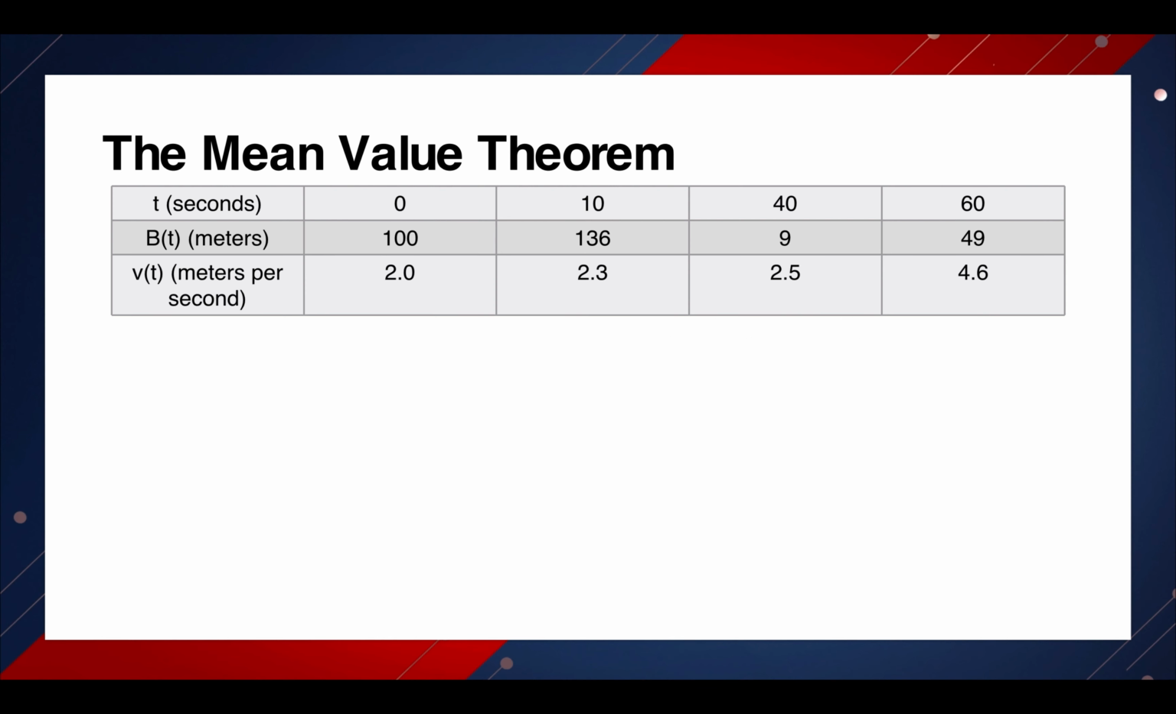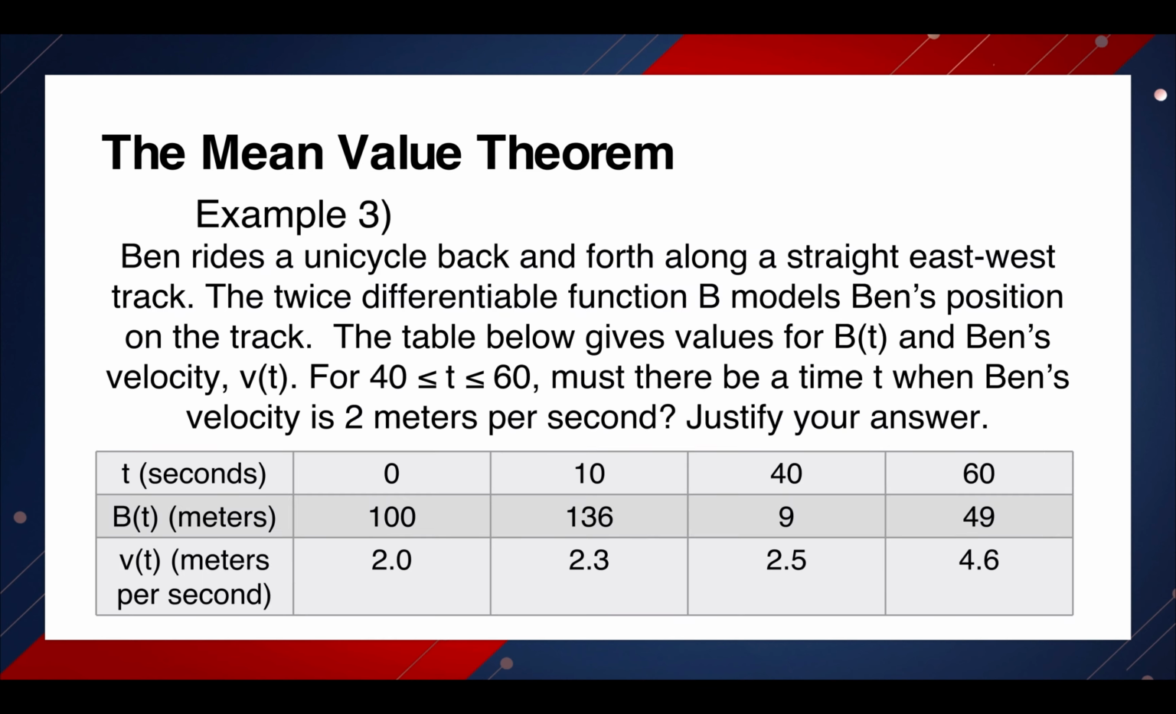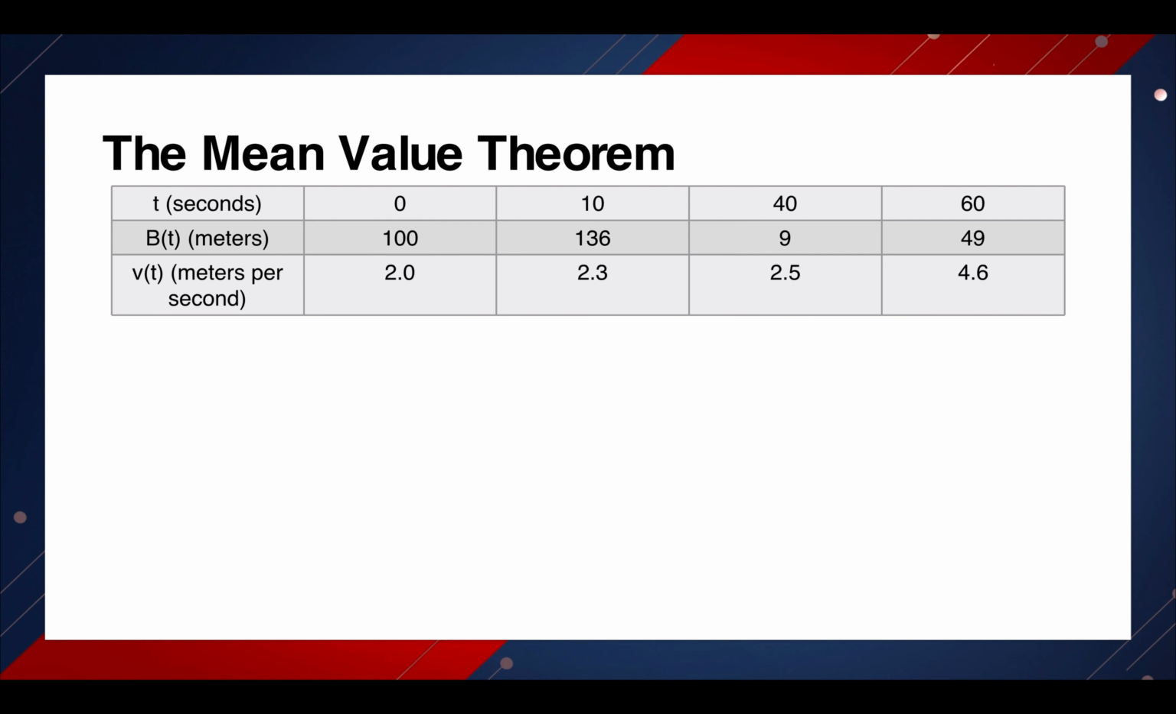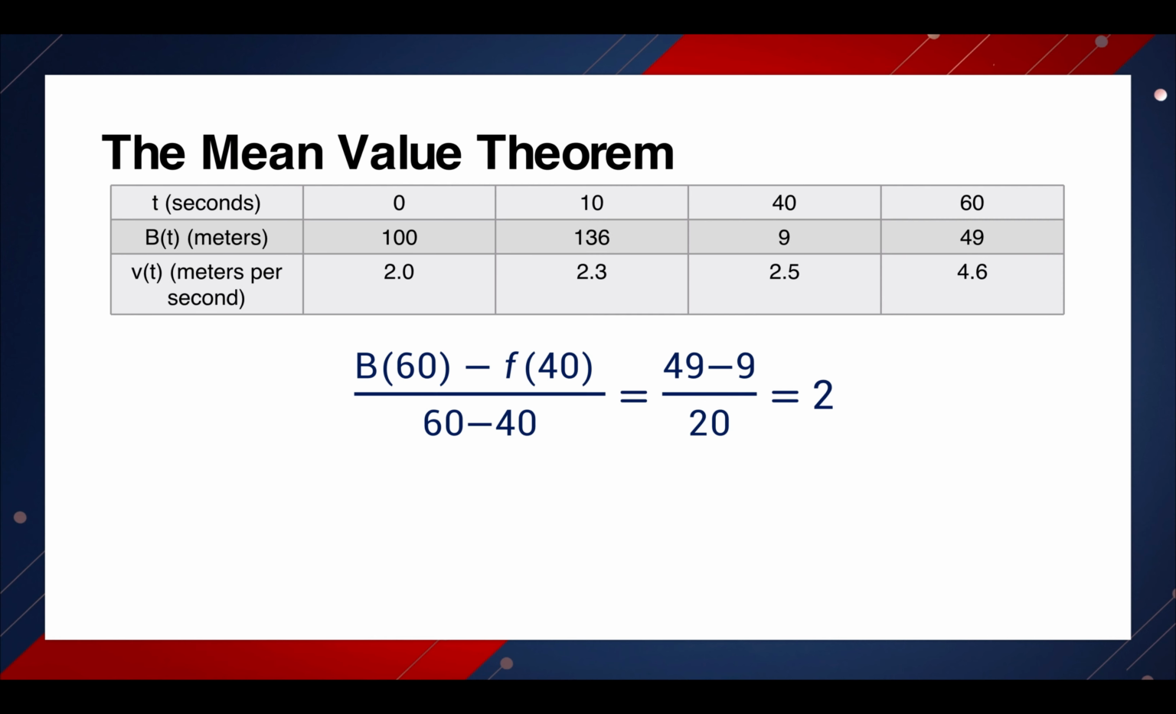This means that we can use the mean value theorem to find out whether Ben's velocity is 2 meters per second in this interval. By plugging in those values, (b(60) minus b(40)) over (60 minus 40) is equal to (49 minus 9) over 20, we can find the answer is 2.